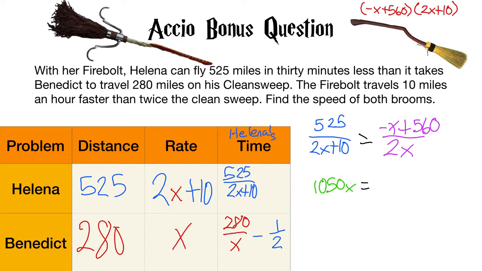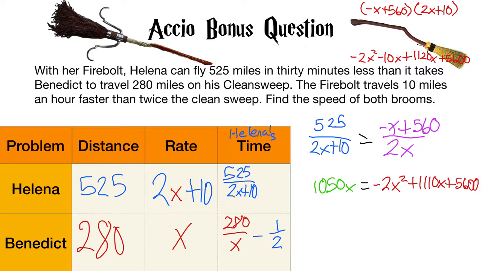So let's see. Negative 2x squared minus 10x plus 1120x and then plus 5,600. So we end up getting negative 2x squared plus 1,110x, because we have to combine our two x's, plus 5,600.